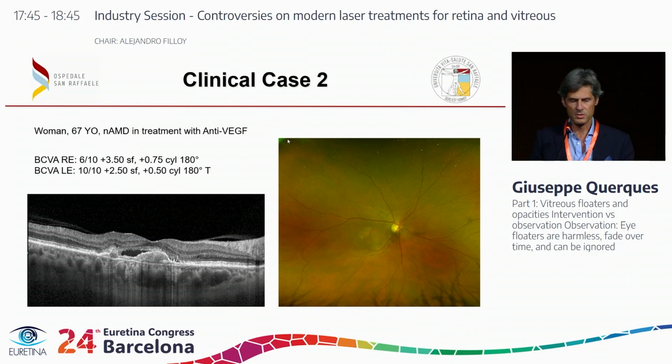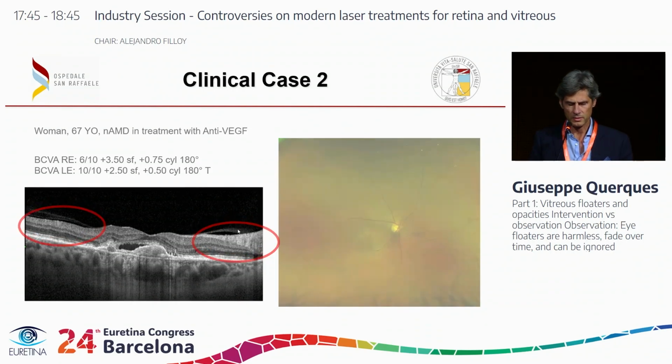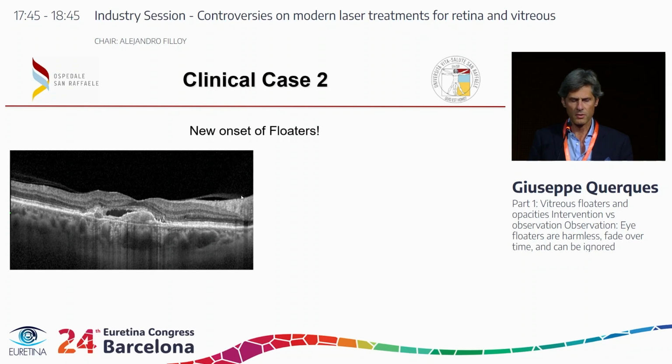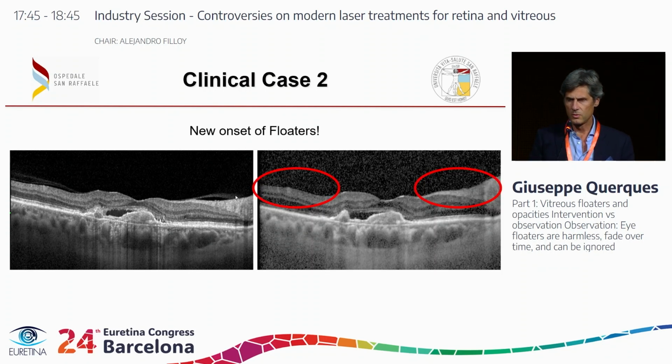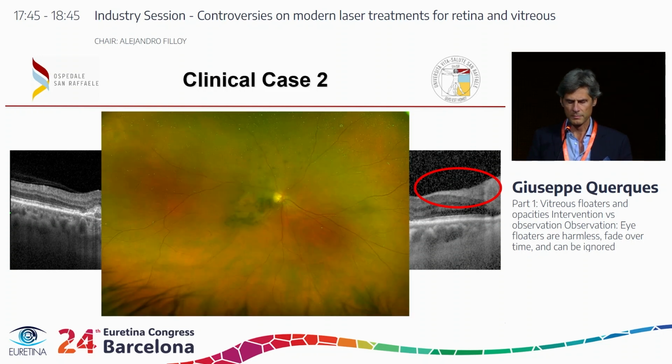This is a different patient, an aged patient affected by neovascular AMD, and this patient presented, despite a certain number of anti-VEGF injections, still with a vitreous attached, as you can see from this OCT scan. But at a certain point, the patient started complaining of a new onset of floaters. And looking at the OCT, you can see that the vitreous is no more attached there. And this was the clinical picture at the time of complaining of vitreous floaters.